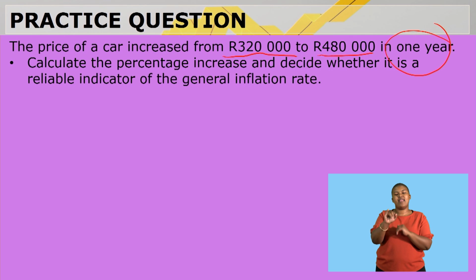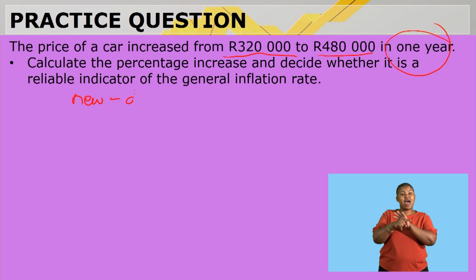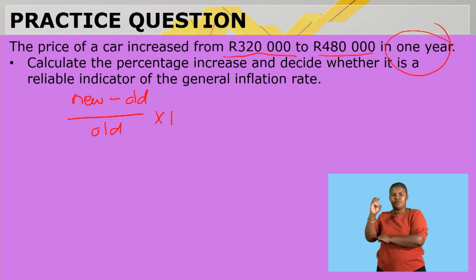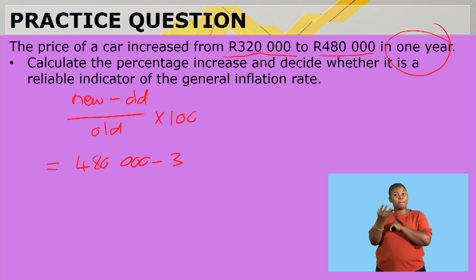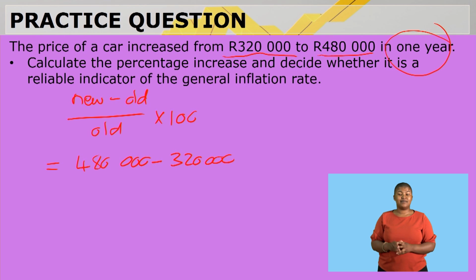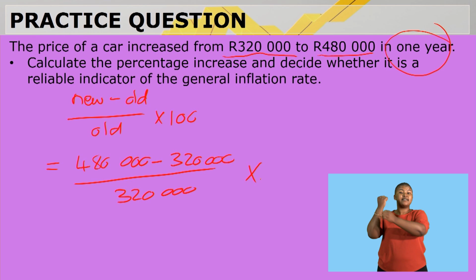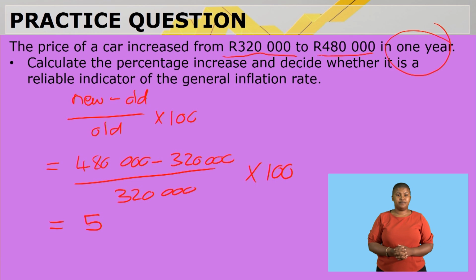Because we're working with percentage increase, we will work with the formula new minus old over old times 100. The new is the 480,000 minus the old, the 320,000, divided by 320,000 times 100 because it's a percentage, and then you'll see that the price went up with 50%.